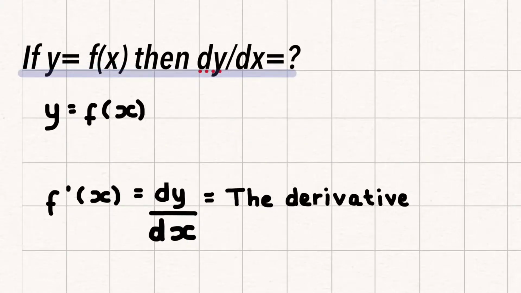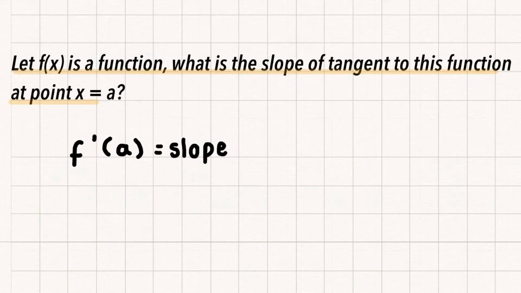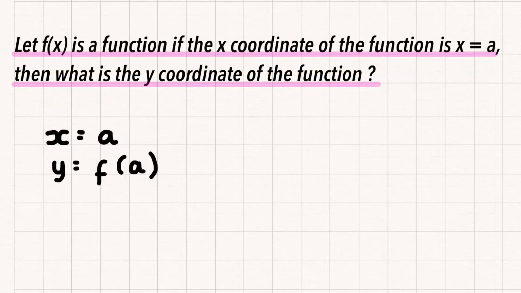dy over dx stands for the derivative. The slope of a tangent to this function at point x equals a is equal to f'(a). If the x-coordinate of this function is equal to a, then the y-coordinate of the function should be f(a).